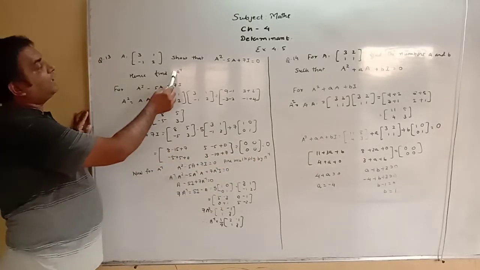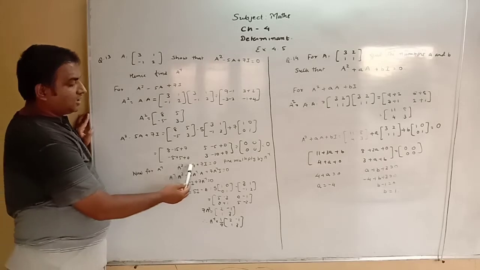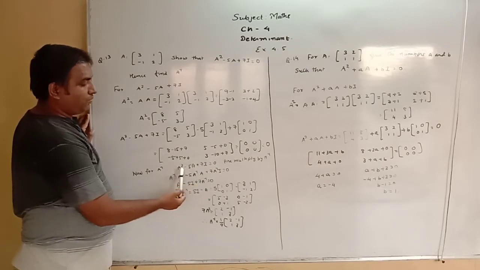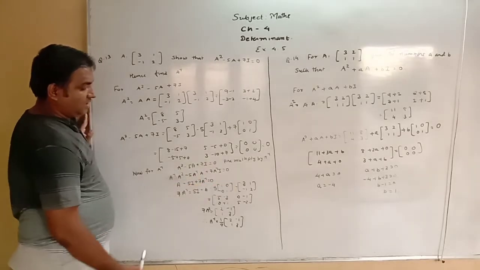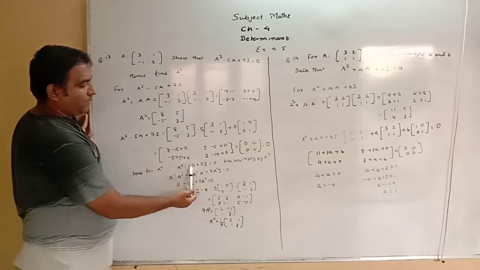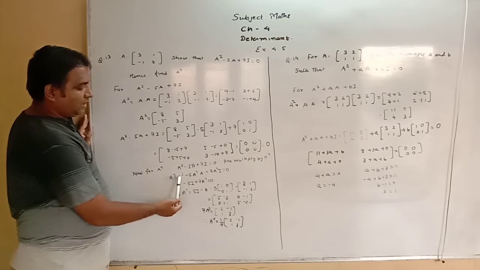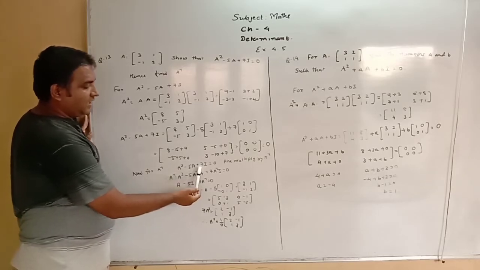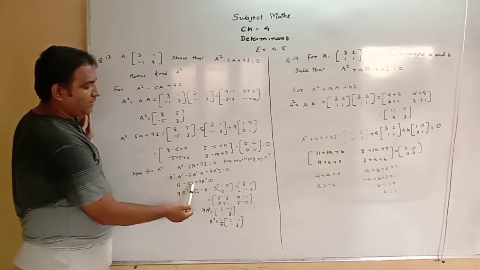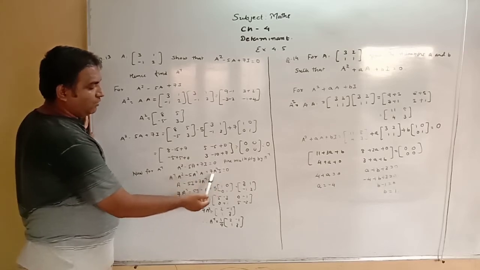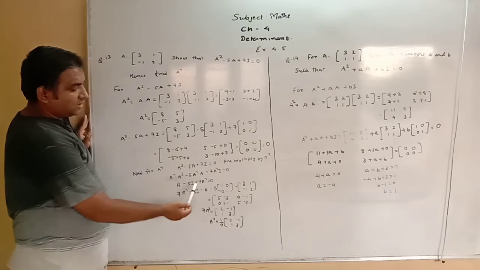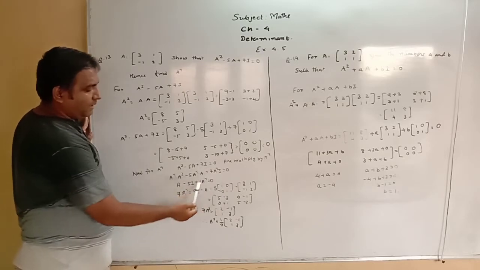Now we have to calculate A inverse. So A square minus 5A plus 7I equals 0. We multiply by A inverse: A inverse into A square, minus 5 A inverse into A, plus 7 A inverse into I. So A inverse into A square will convert into A because one power will reduce. Here A inverse and A will become the identity matrix, so minus 5I, and 7 A inverse into I is 7 A inverse. So 7 A inverse equals 5I minus A.